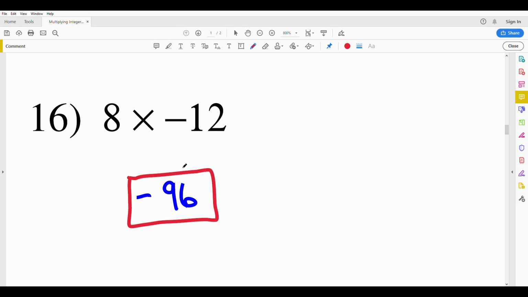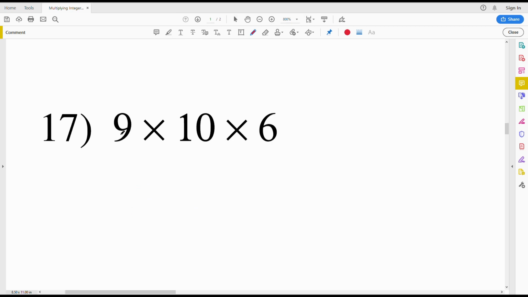Now on to number 17. In number 17, they switch things up a bit. Now, as opposed to multiplying just 2 numbers, we're multiplying 3 different numbers. But the same rules still apply. A positive times a positive is a positive. A negative times a negative is positive. A positive times a negative is a negative. And a negative times a positive is a negative. But with 3 numbers, we have to keep track of that. So I'm going to go ahead and multiply from left to right. Feel free to multiply in any order because multiplication is commutative.